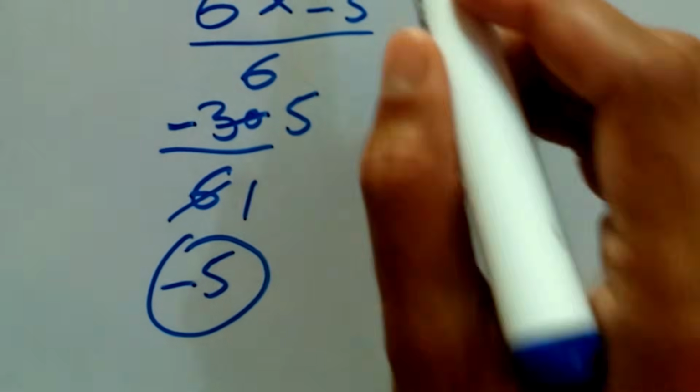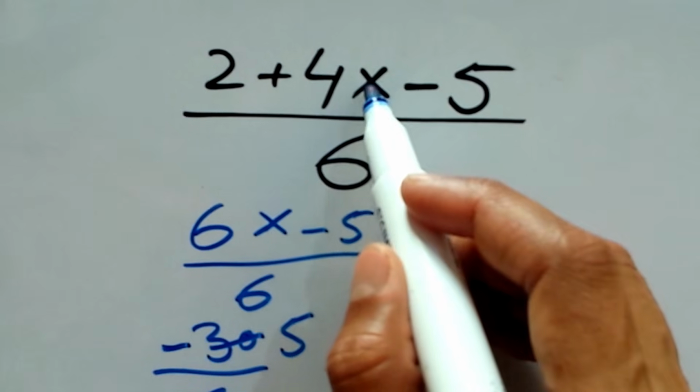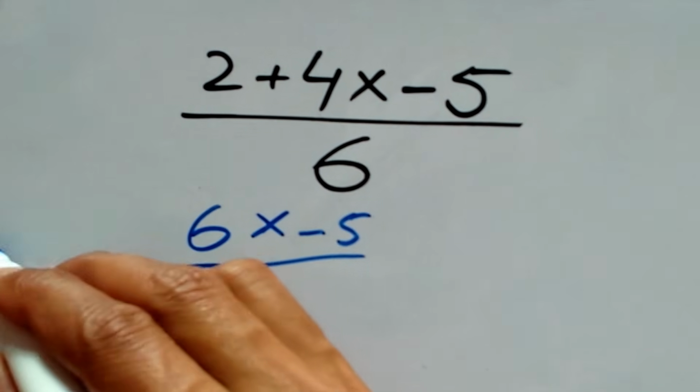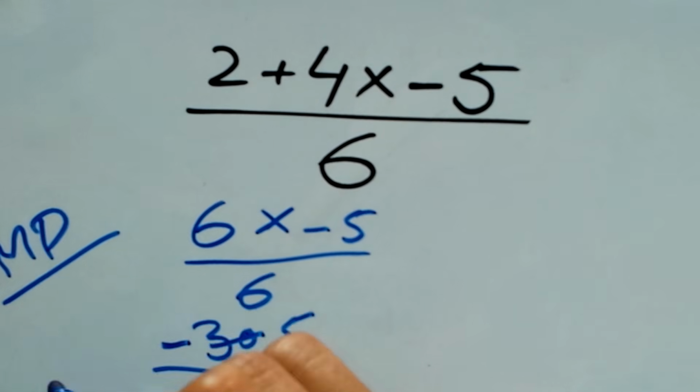Why? Because multiplication must be done before addition. So follow the order of operations. We use the PEMDAS rule: multiplication and division left to right before addition and subtraction, right?